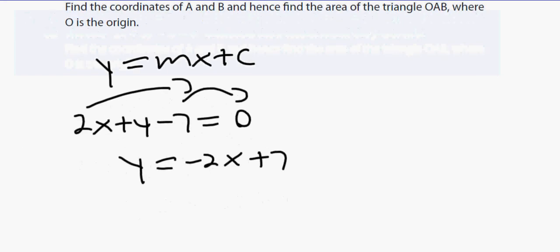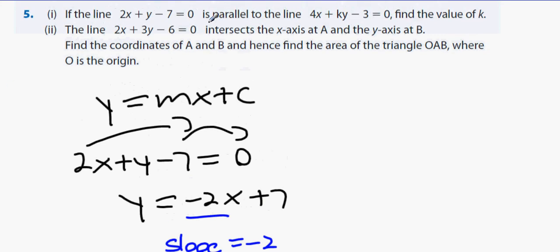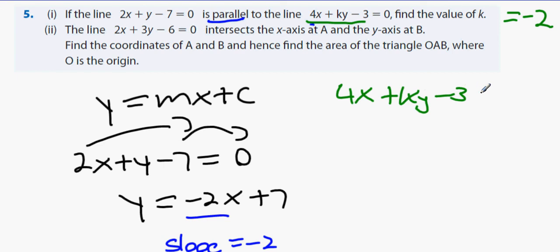What we know about this line is that the slope is minus 2, and we know its y-intercept is 7. But we're only really concerned about the slopes, okay? Because we're told parallel. Parallel means equal slopes. This means the slope of this line here is also minus 2. So what we get here is 4x plus ky minus 3 equals 0.